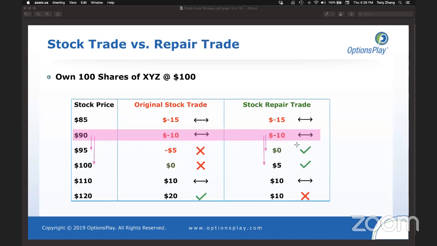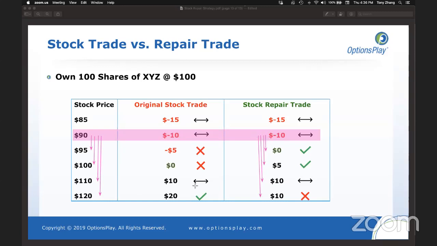So this is really where the repair trade shines, because if the stock rallies just a little bit or rallies back to my break even, not only do I break even faster, I actually start to make a profit. Now, if the stock rallies significantly to, let's say, 110, I'm making a $10 profit on my original stock, but my repair trade will start to work against me because I've capped my gains at some point. So if the stock rallies back to 110, I make the same amount of money as if I just kept the original trade. And lastly, if the stock rallies significantly to 120, I've again capped my returns.